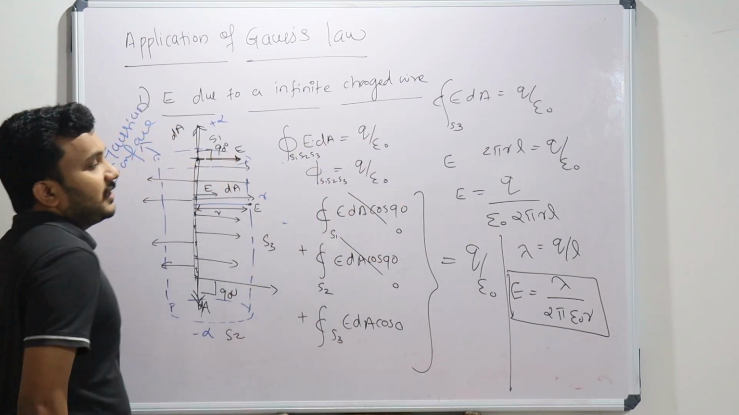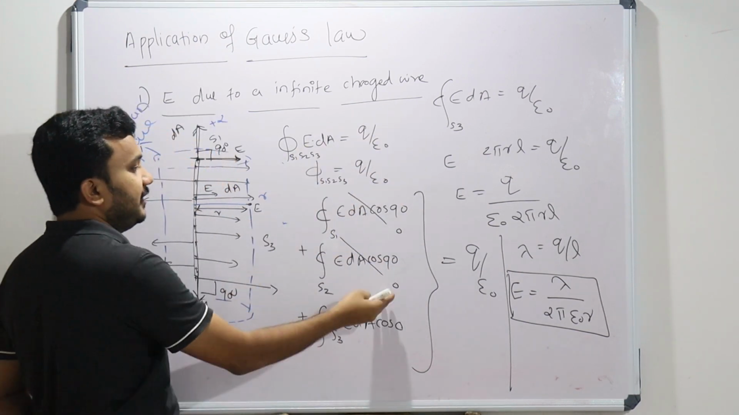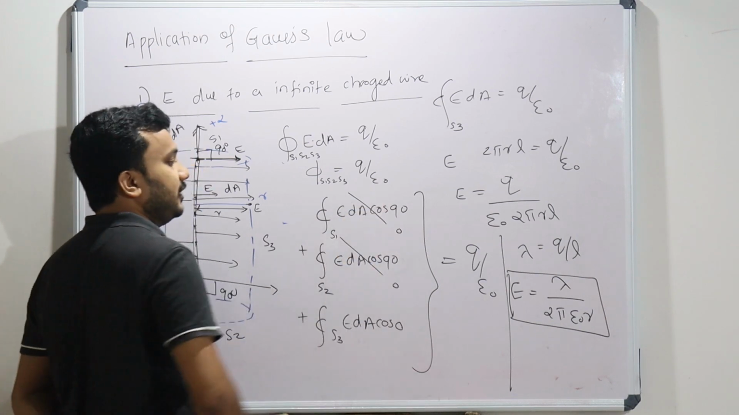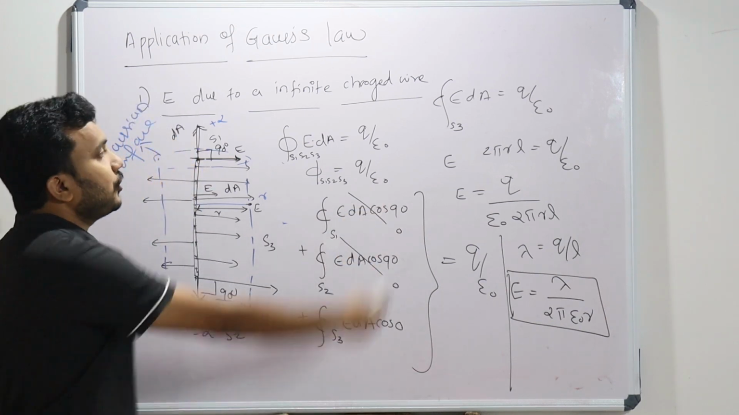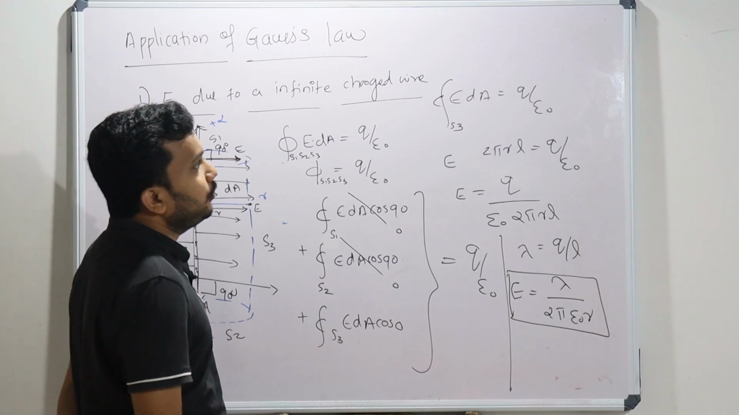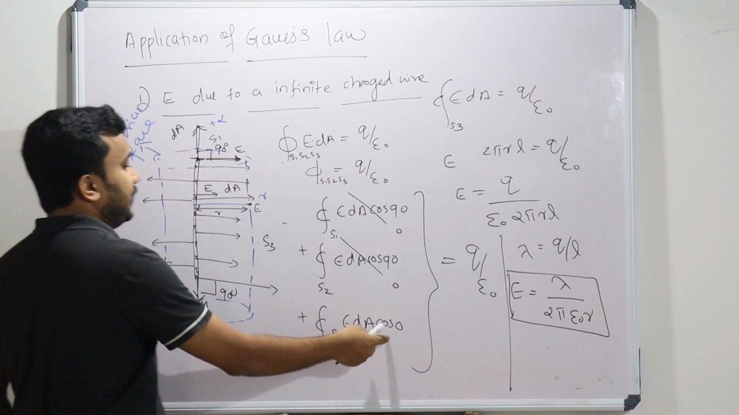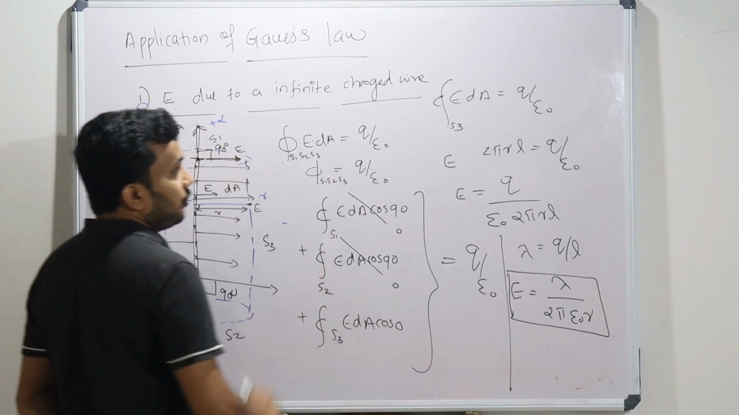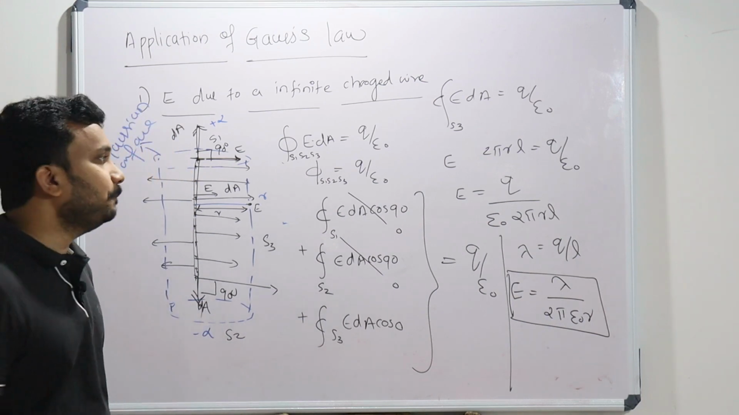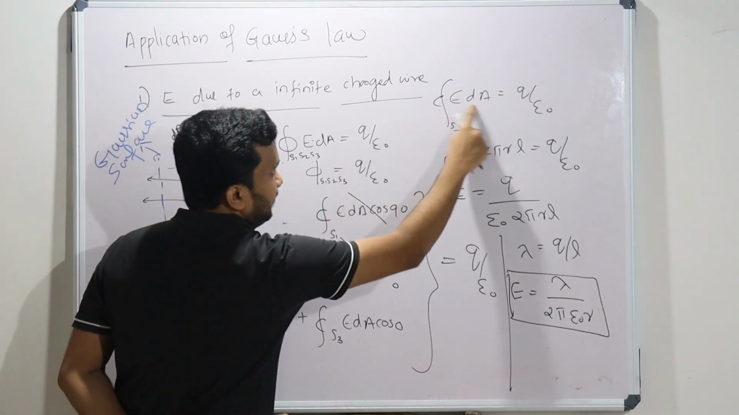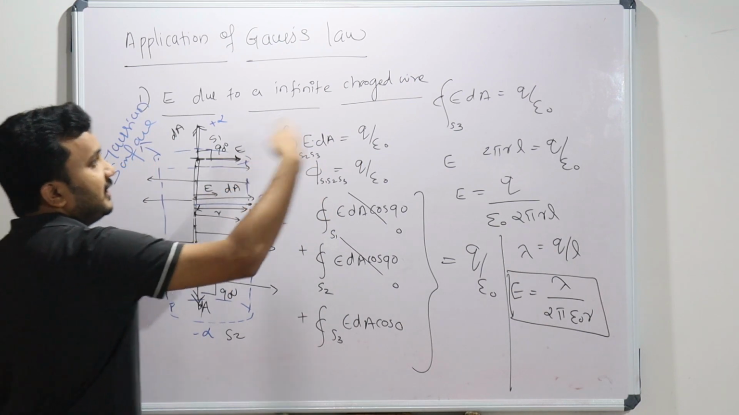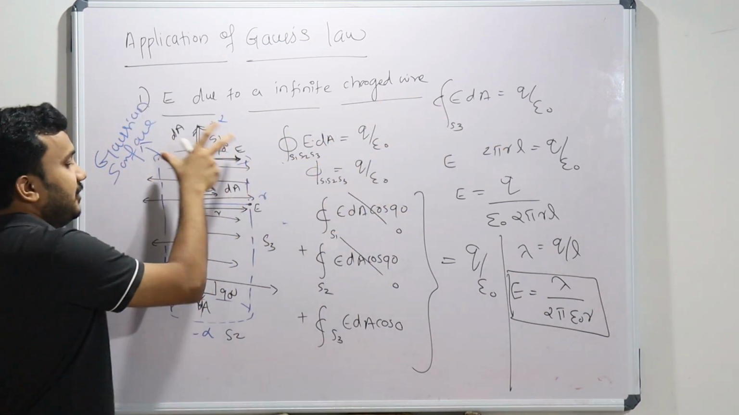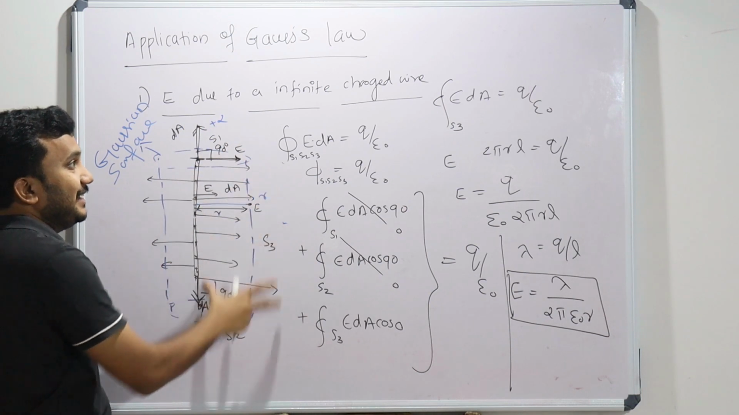And S3 alone remains because cos 90 is equal to 0, so these two terms go out. And we got E dot dA equal to Q by epsilon 0. E dot dA is replaced with the cos term and we have cos 0. We are integrating dA, the small area. What is the integral of dA? The integral of dA means the area of the cylinder.